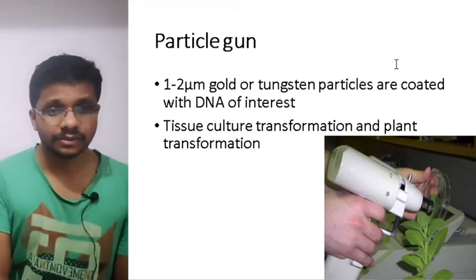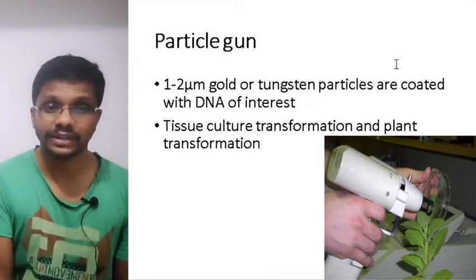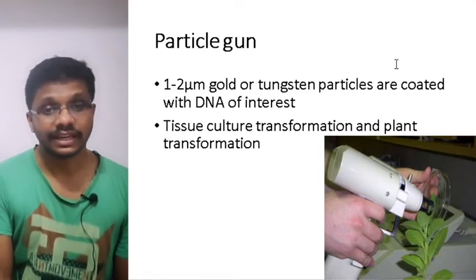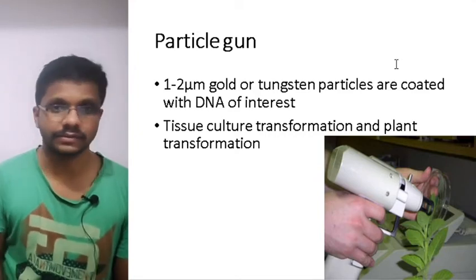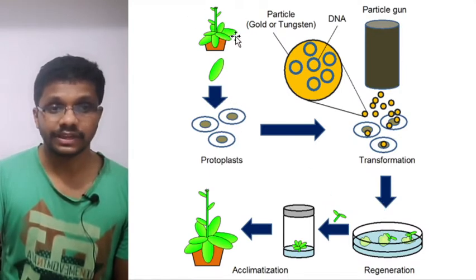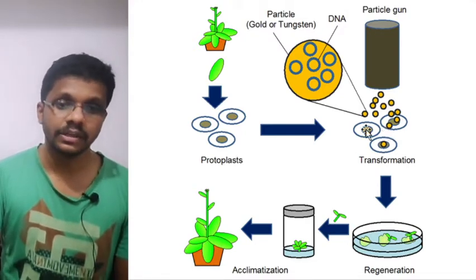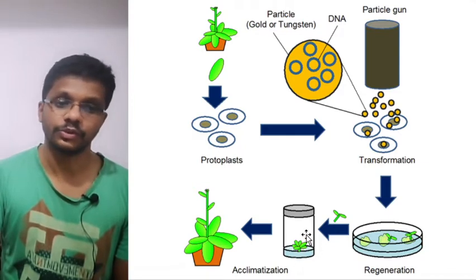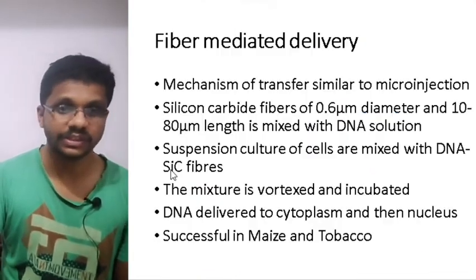Then the particle gun or the gene gun. For plants, we use 1 to 2 micrometer diameter gold and tungsten particles as the microprojectiles. We can do the particle gun in tissue culture, or we can do it in a whole plant. The picture shows how it can be done in a whole plant. For protoplasts, we isolate the protoplast from the plant, and this protoplast is subjected to the gene gun. Then it grows into callus, and we go for shoot induction and root induction, and after acclimatization we get the plant. So that's how it works.